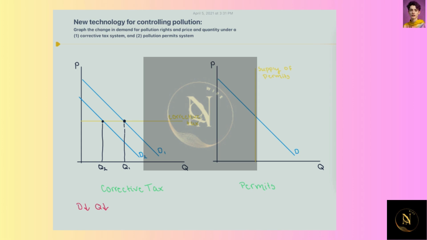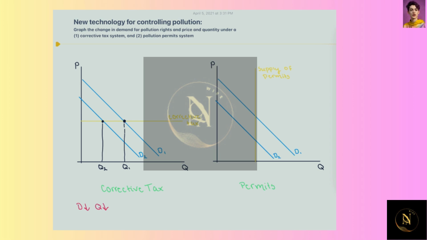And supposing that, again, this new technology has occurred, what's going to happen to the demand? Well, it's going to be the same effect as in this last example with the corrective tax. It's still going to reduce the demand for permits because people don't necessarily need them. It's easier for them to control the pollution. It maybe is cheaper for them to do that than to purchase this permit that allows them to pollute. So our demand curve shifts from D1 to D2.